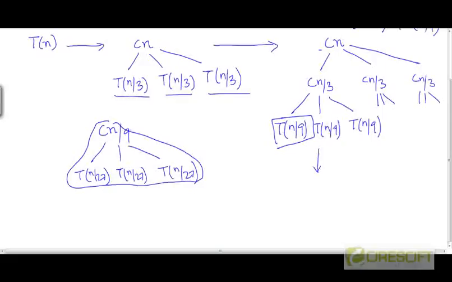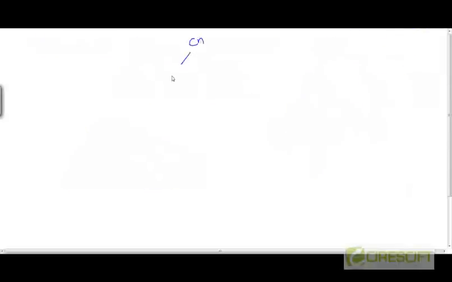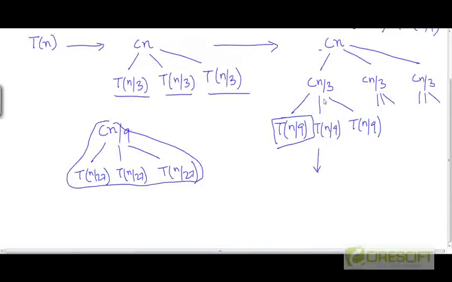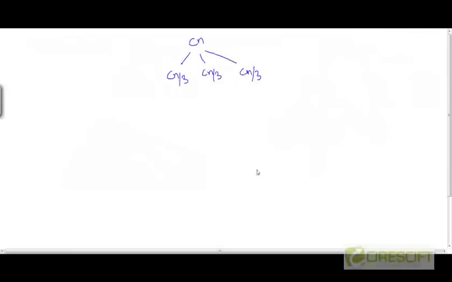Well, we'll have c·n as the root, c·n/3 at the first level, and then c·n/9 at the second level. So there will be 3 children of each node here, each having the value c·n/9. Each of these nodes in turn will have 3 children.